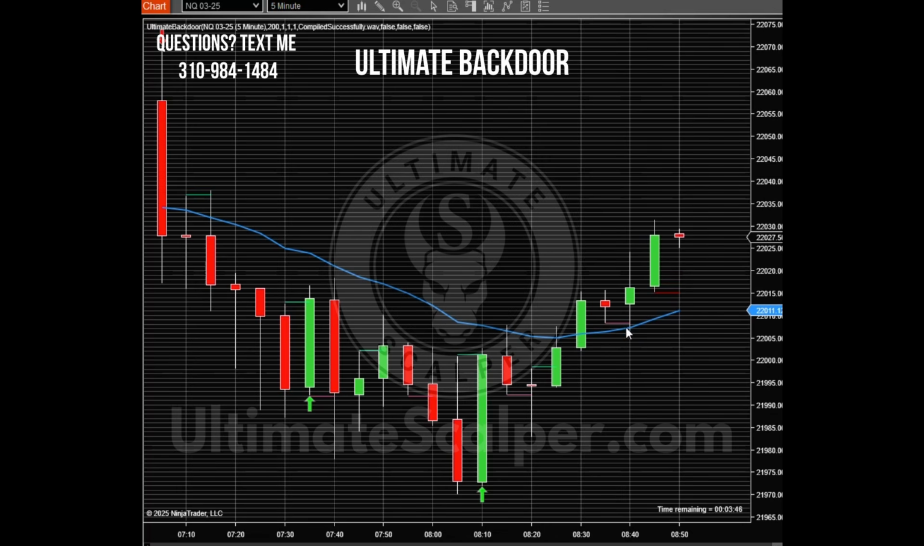This one we don't take. We didn't take it because it was right into the blue line here. But if you want a lot of action, put it into aggressive mode. And here we are back into regular default.